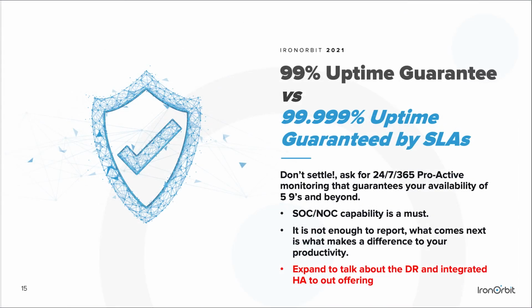The uptime guarantee in IT environments: you would think that a 99% uptime guarantee is such a high number, but it's actually not. What you need to opt for is a 99.999% uptime guarantee, and it has to be backed up by SLAs, because if it's not, it means nothing, right? So do not settle. Our advice: ask for 24/7, 365 proactive monitoring, and make sure that monitoring actually guarantees your availability of 5 nines.